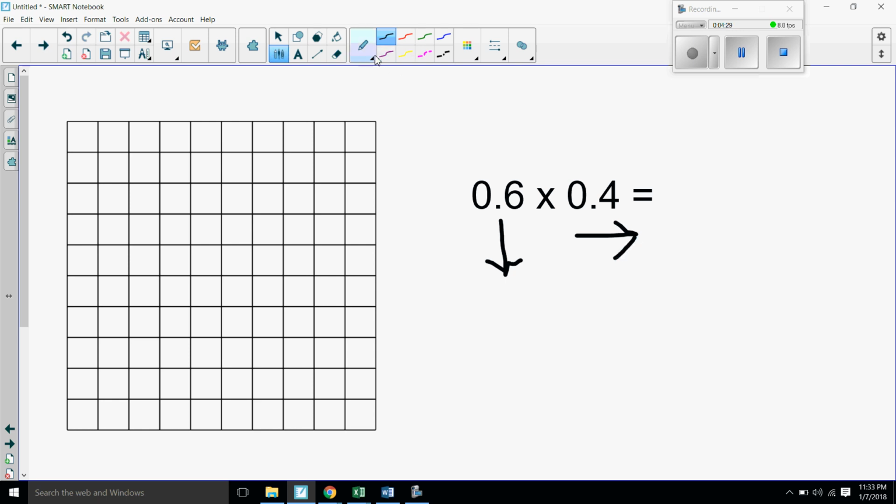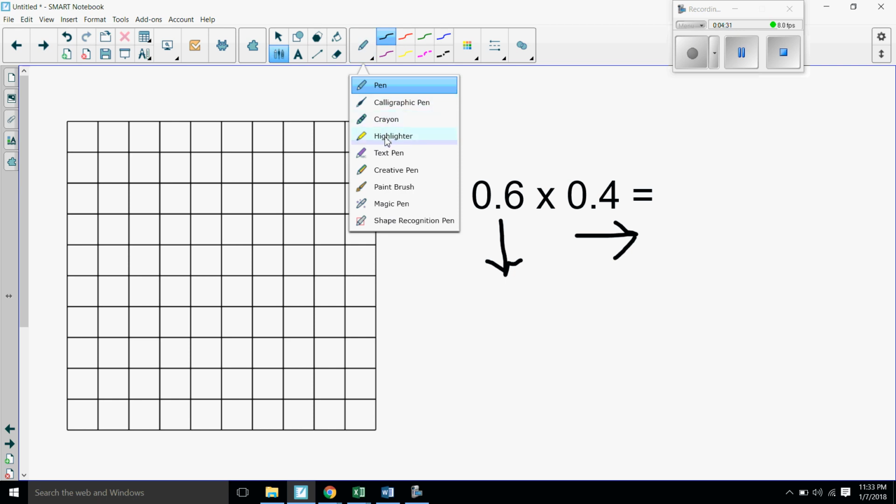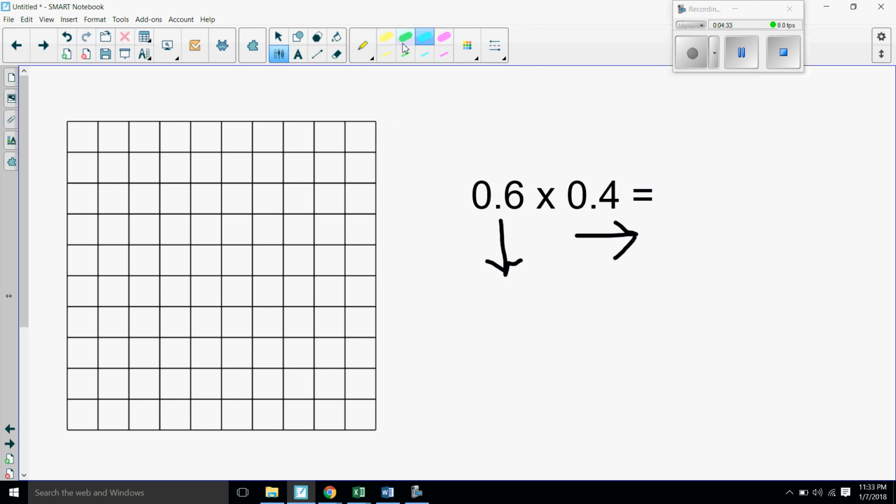All right, so let's get into it. Let's get over to our highlighter and let's try this one. Let's go blue. So remember this one, we're going to go 1 row.